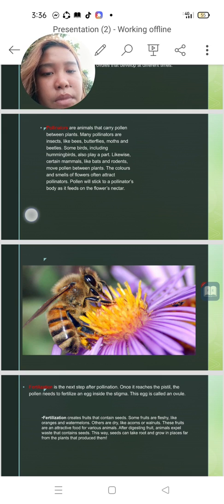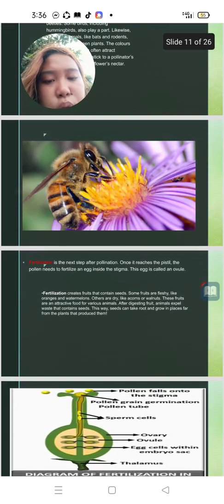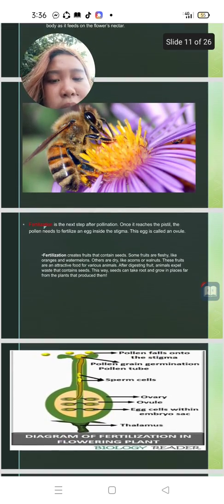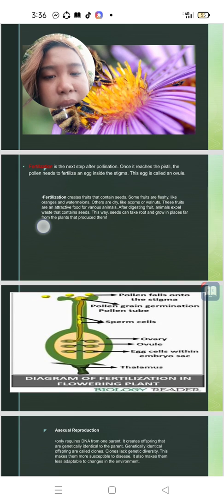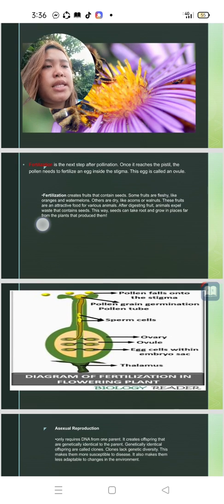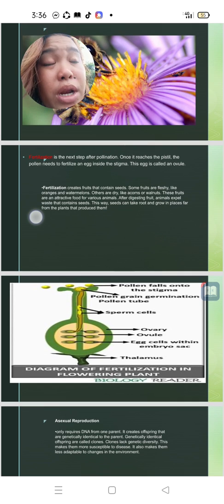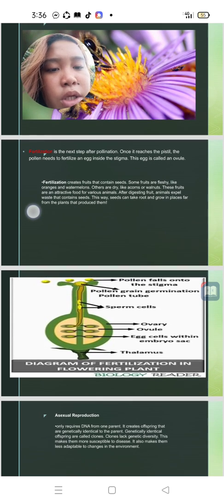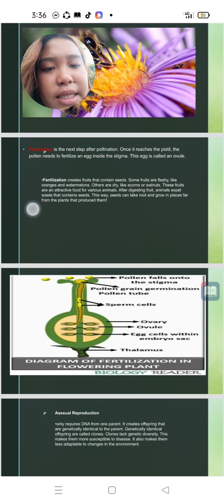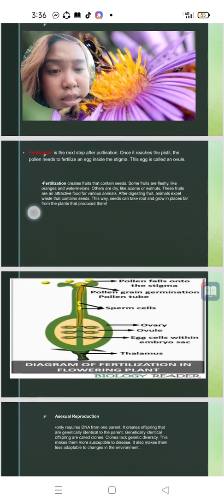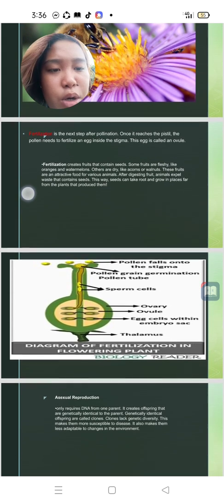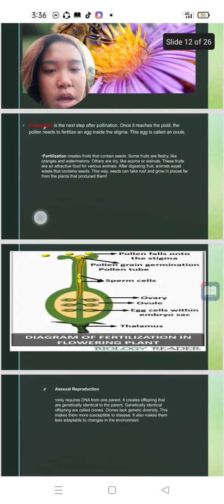So next, let's proceed to fertilization. So what is fertilization? Fertilization is the next step after pollination. Once the pollen reaches the pistil, it needs to fertilize an egg inside the stigma. The egg is called an ovule.